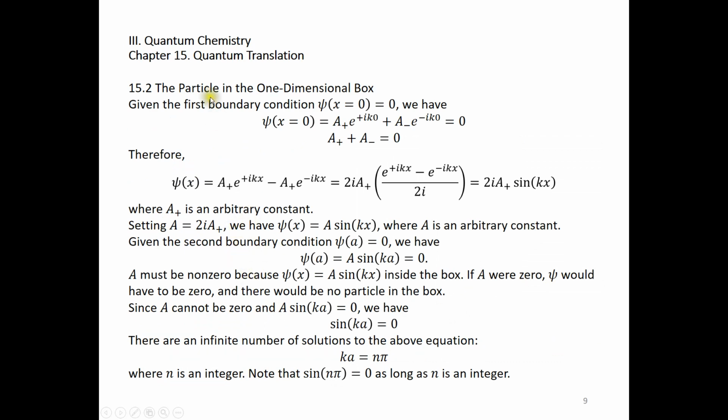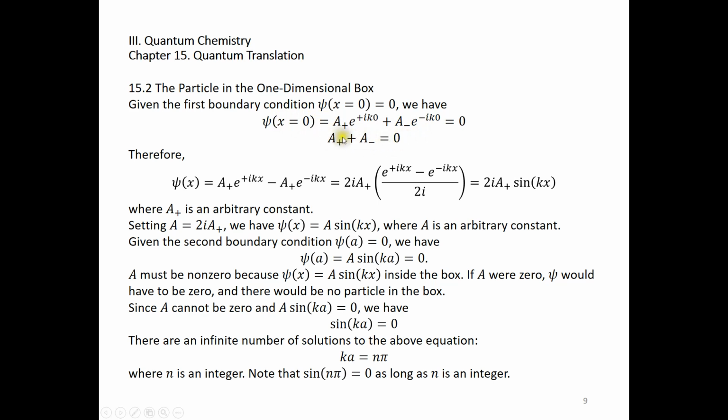Now let's look at these boundary conditions. The first one is this: when x is 0, the wave function must be 0. So we just plug in the value of x into the general solution of the wave function. We have this: e to the power of plus ikx, e to the power of negative ikx now become e to the power of plus ik0 and e to the power of negative ik0. So the sum of these two terms should be 0, and because this is simply 1, this is also simply 1, we learn that to satisfy the first boundary condition, A sub plus plus A sub minus should be 0.